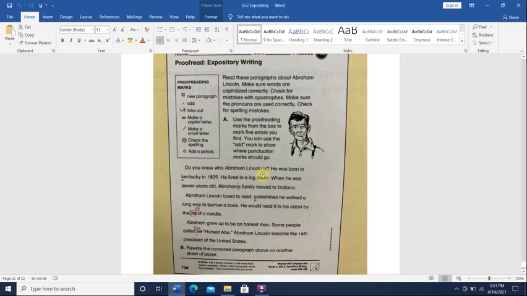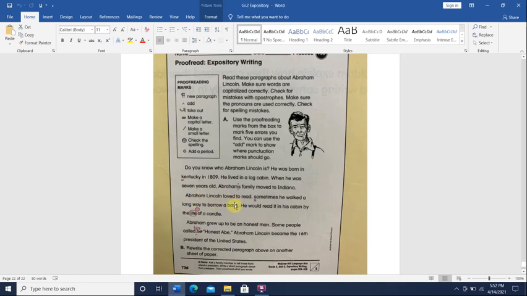Do you know who Abraham Lincoln is? He was born in Kentucky in 1809. Kentucky is the name of a state, so it should be capital. So that's why we've added 3 lines under it, because it should be capitalized. He lived in a log cabin. When he was 7 years old, Abraham's family moved to Indiana. Abraham's family. Okay, the family that belonged to Abraham. So we have to put an apostrophe before the S to show that this is a possessive noun. Okay, the family that belongs to Abraham.